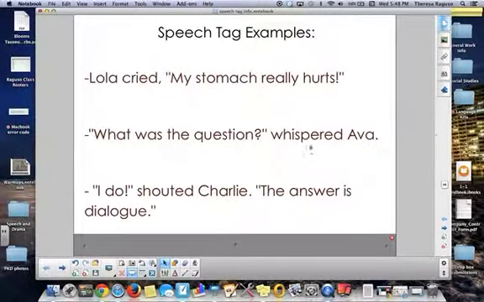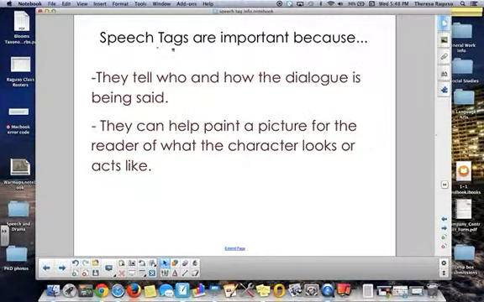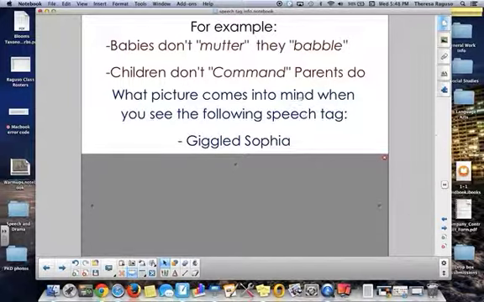In this example, number 2, our whispering Ava is most likely a student who wasn't paying attention during class. So I'm going to picture a middle school student. So it's very important to have your speech tags so you can tell who is saying the dialogue, how they are saying it, and you can paint a picture for your reader. For example, babies do not mutter, they babble. Children don't command, parents usually command their children.